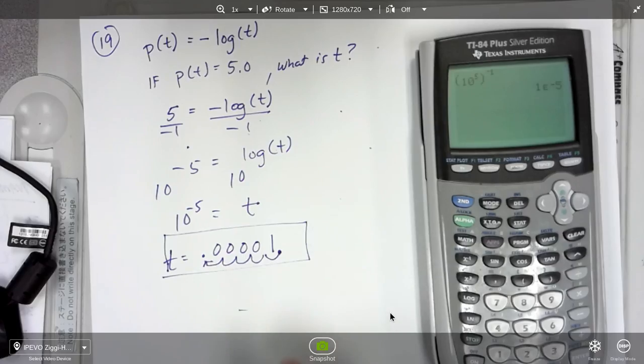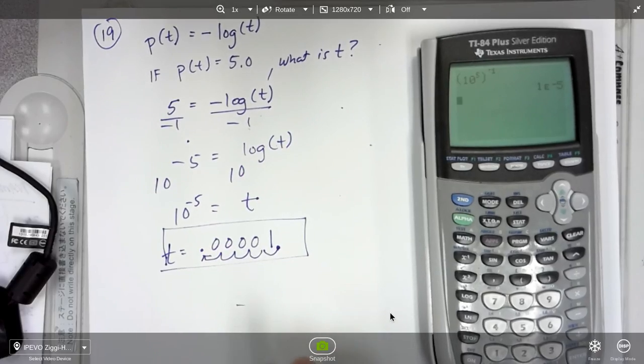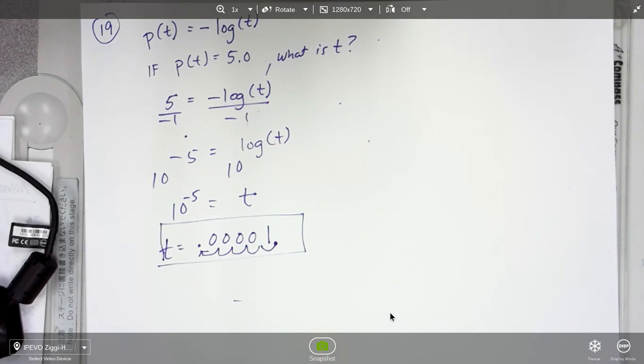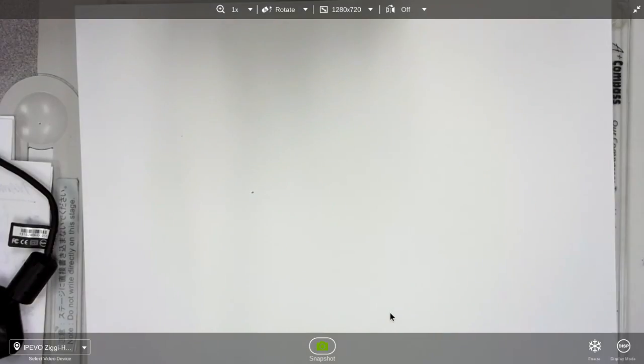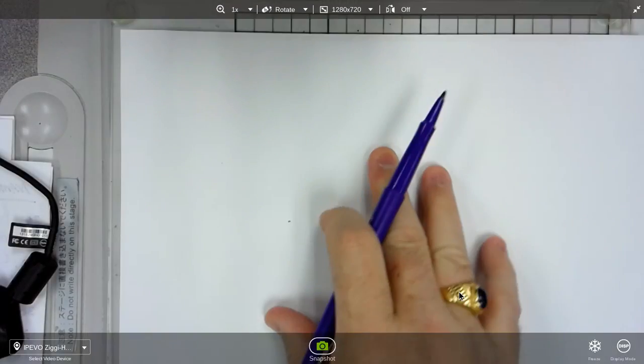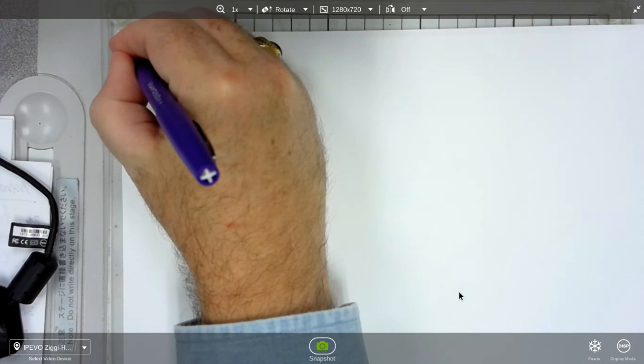All right, does anyone have any questions before we move on? So we got number 20 next. And we got 29 questions, so we should be good. We should finish this week, like easy.